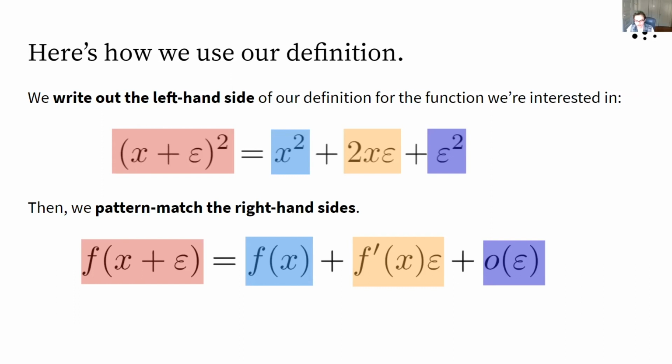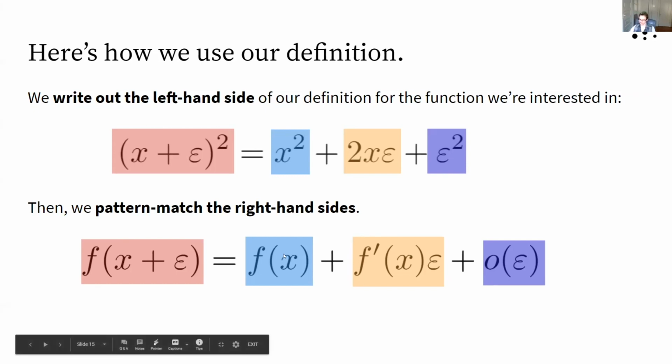And then the next step is that we pattern match the right-hand sides. Pattern matching is something that people are maybe more comfortable doing from computer science, from programming. Functional programming languages elevate pattern matching to actually sort of the way some functions are defined. So pattern matching is a key skill in computer science. So we pattern match our two right-hand sides.